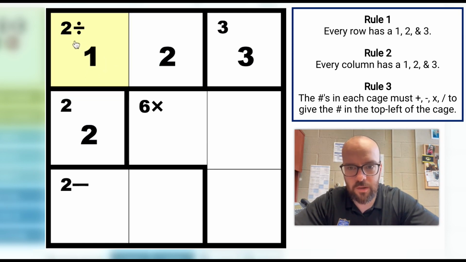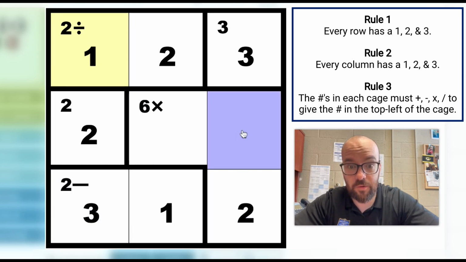2 divided by 1 gives me 2. The order here doesn't matter as far as the operation goes. All right, so I've got a 1 and a 2. That means this has to be a 3 then, because I've got to have a 1, 2, and a 3 here. All right, what can I do next? Well, this cage right here, the numbers have to subtract to give me 2. So 3 minus what gives me 2? 3 minus 1 will give me 2. And then I know right here, this has to be a 2, because I've got to have a 1, 2, and a 3 in the same column here.